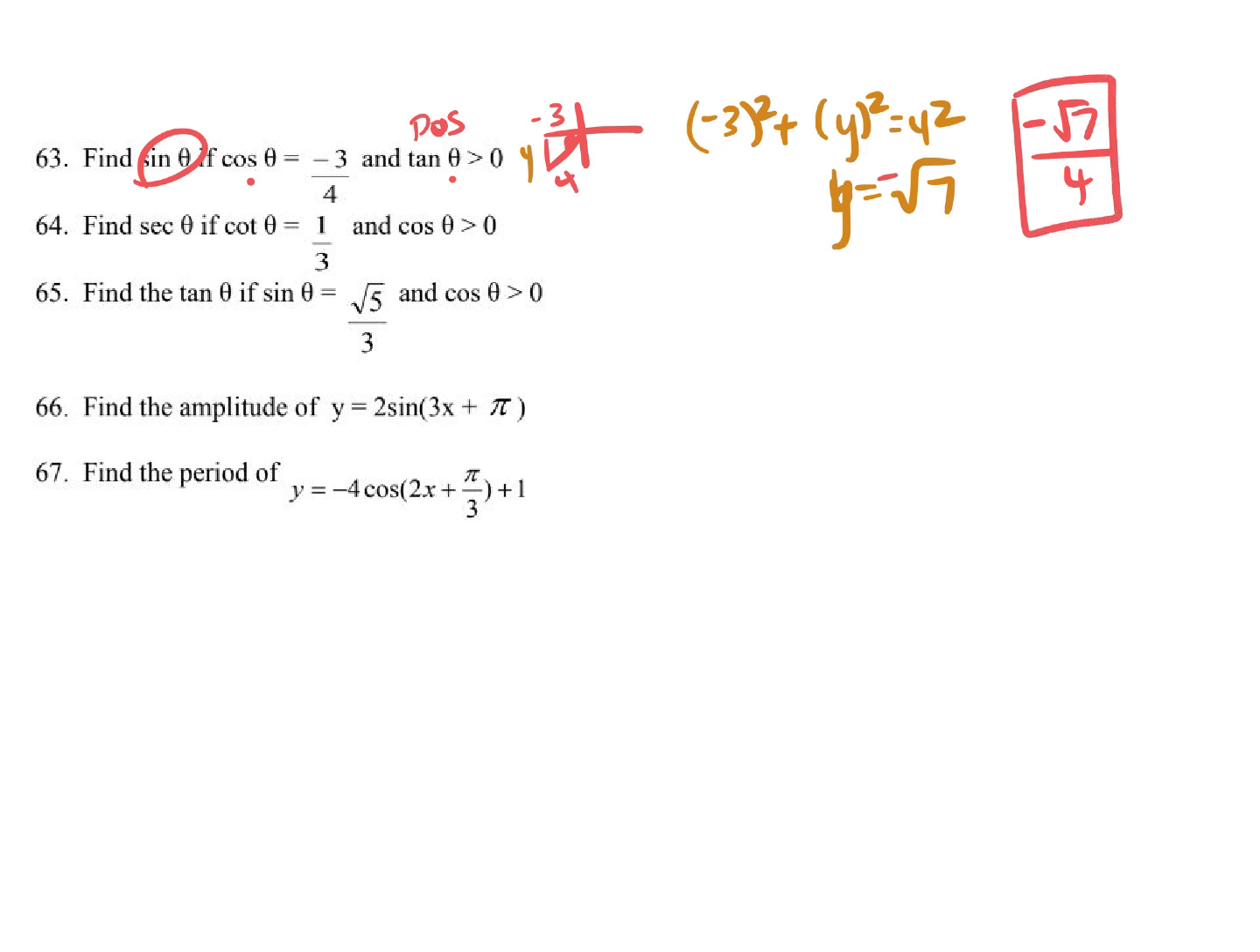Same idea is true for the next one. Got to sketch it out, figure out what quadrant it's in. Cotangent is positive, cosine is positive. The only location where that's true is in quadrant number 1. Cotangent is equal to adjacent over opposite. So 1 over 3. You have to figure out the missing side. 1 squared plus 3 squared is equal to c squared. So c is equal to square root of 10. Which means if you want to find secant, secant is the square root of 10, the hypotenuse, over the adjacent side, which is 1. Square root of 10 over 1, square root of 10.